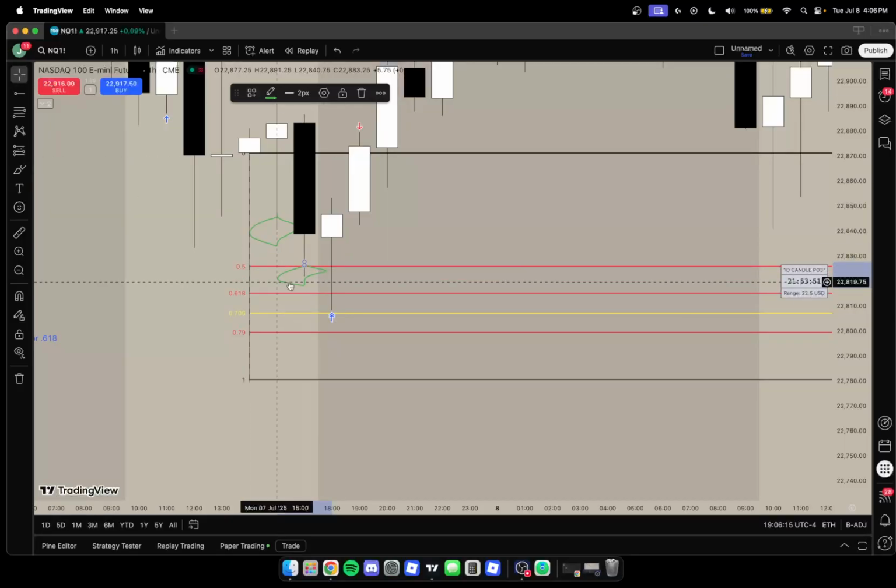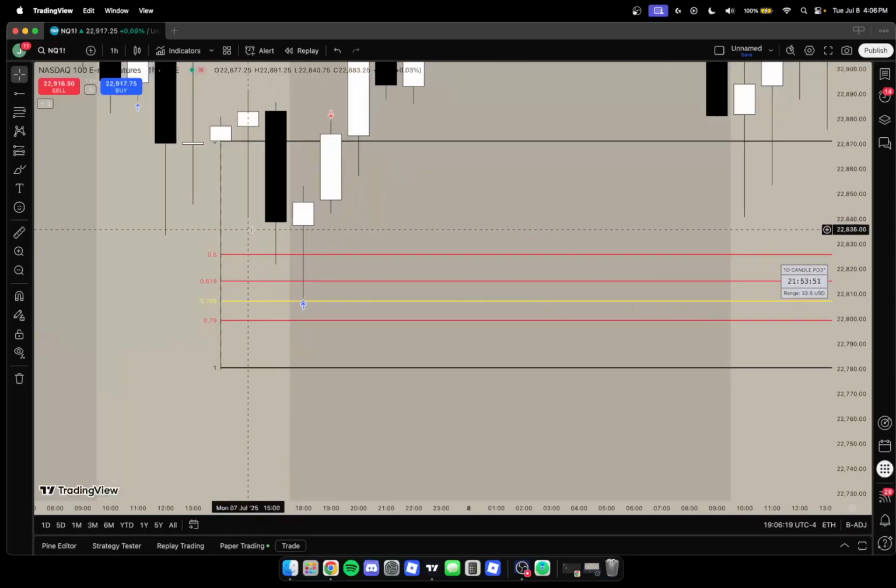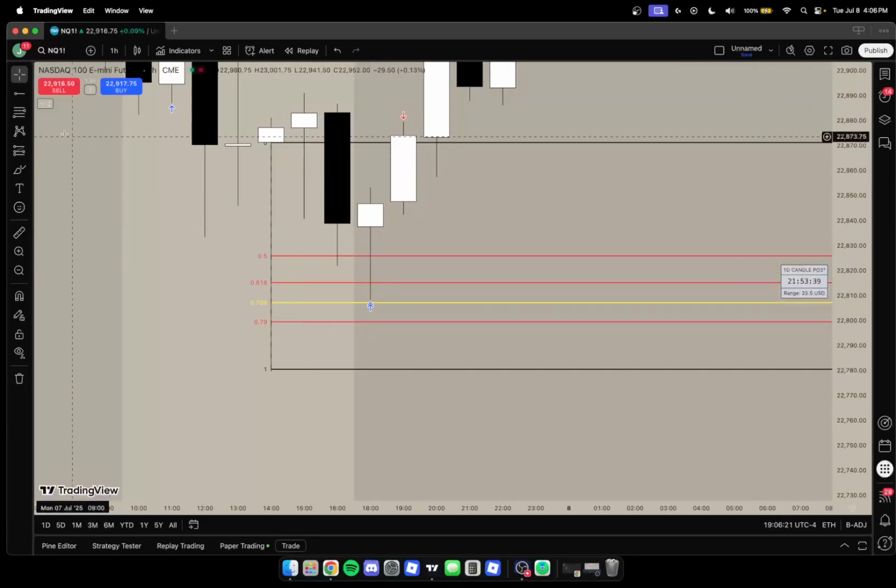So hopefully you guys can guess by the colors how I'm going to explain this. But if we engineer or produce liquidity within the range above the 50%, and then we finally hit our OTE, we can assume that this right here, this 0.706, is the level we could use.